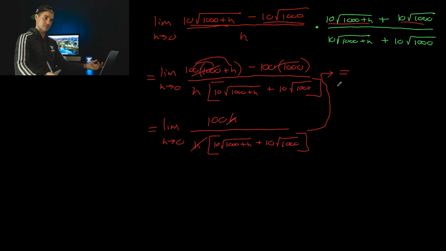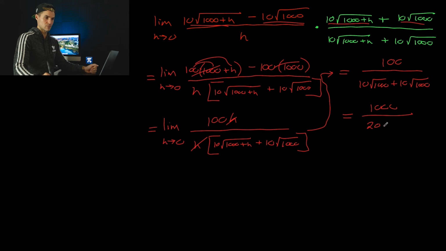And then we can now plug in 0 for this remaining h here. This would go to 0, so we'd end up with 100, or sorry, 100, right? Not 1,000. 100 over 10 root 1,000 plus 10 root 1,000, like that. And let's see what this is going to simplify to, right? This is going to be 100 over 20 root 1,000, like that. Why do I keep writing 1,000 at the top? Sorry, 100 over 20 root 1,000. Sorry, lots of numbers going on here. So 100 over 20, and this would be 5 over root 1,000.